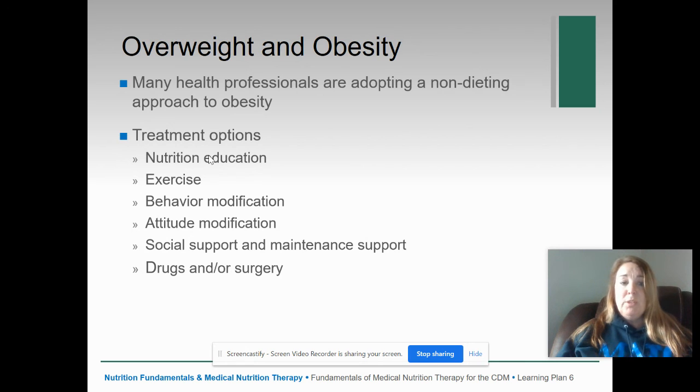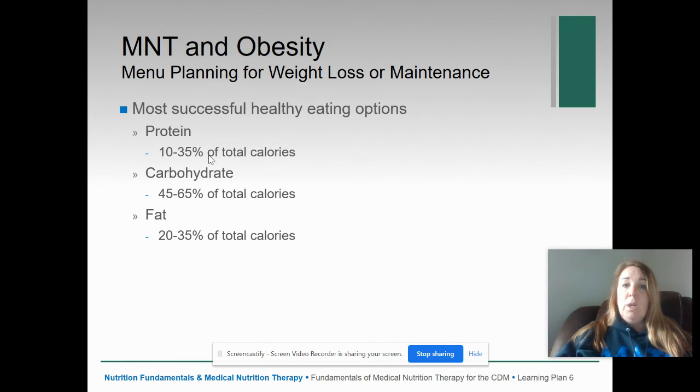So some of the treatment options that your book goes through, and they do a really nice job of outlining the different types of treatments on page 134 to 136. Talks about nutrition education, exercise, behavior modification, attitude modification, social support, and drugs and or surgery. And we'll go through and talk about each of these. So meal planning. Most successful healthy eating options are typically following the AMDR, the acceptable macronutrient distribution ranges.